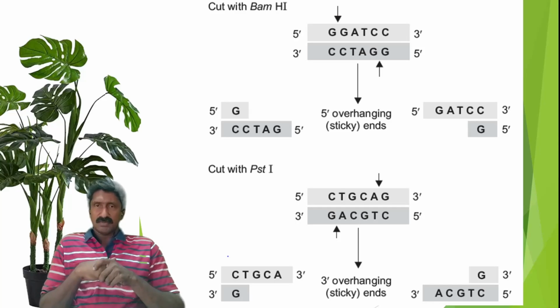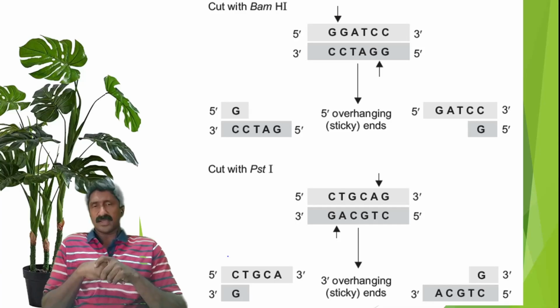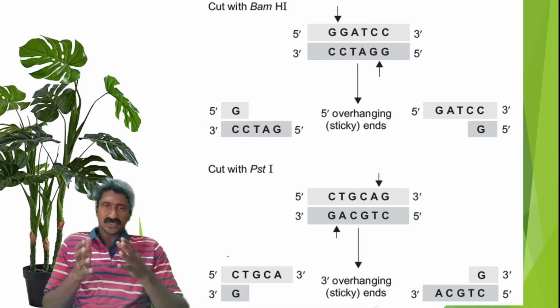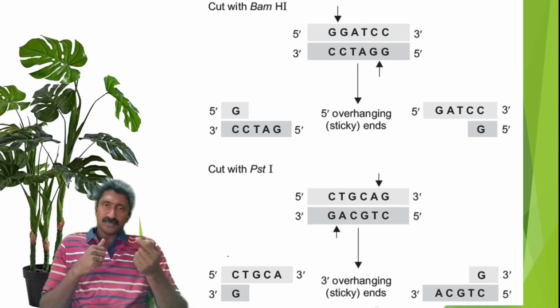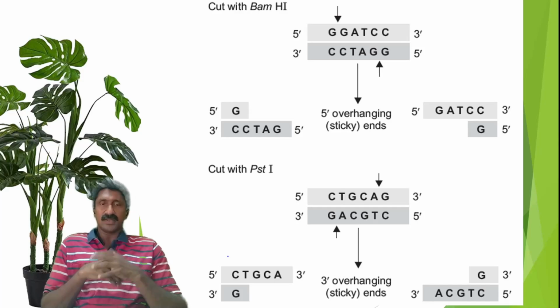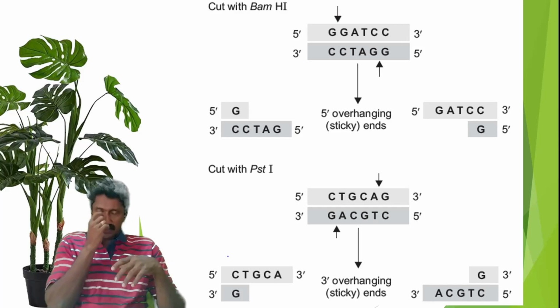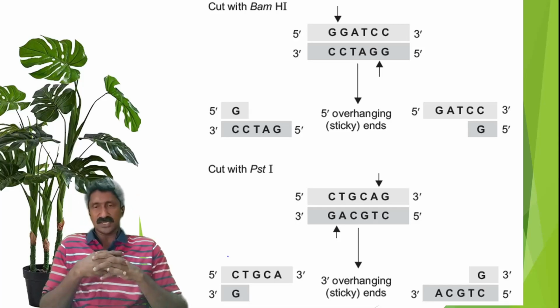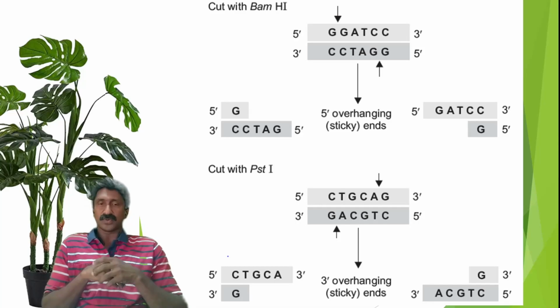Here is another example, BamHI. It creates 5' overhanging or sticky ends, whereas PstI creates 3' overhanging sticky ends. So which end of the DNA is actually protruding or extending? Based on the nature of the cuts, either the 5' end or the 3' end can be the sticky one. For your specific purpose of genetic engineering, sometimes you may require a 3' protruding or sticky end, or sometimes a 5' sticky end.